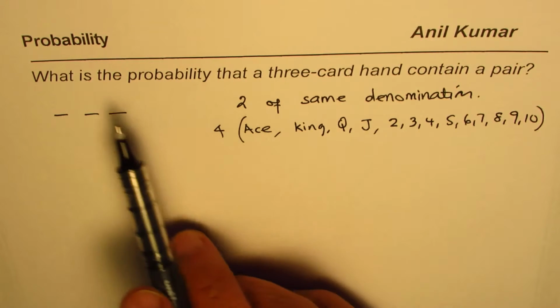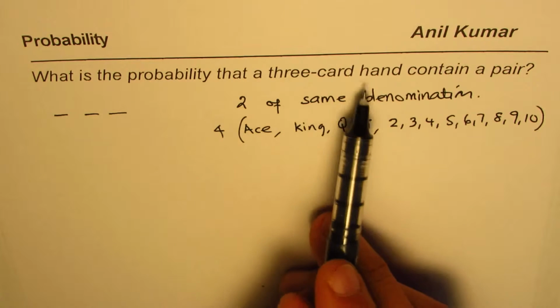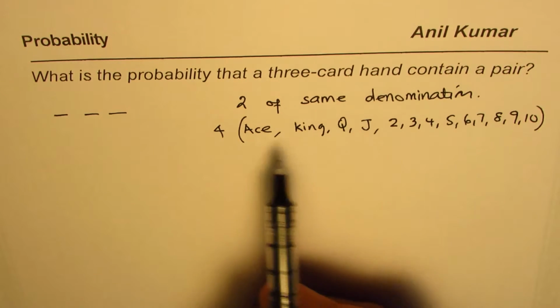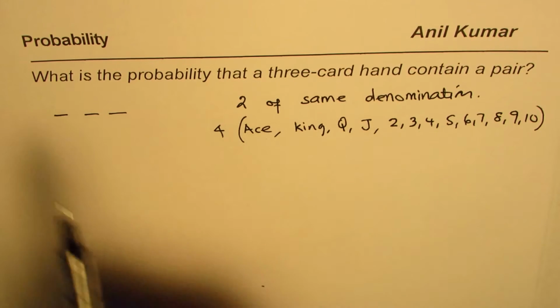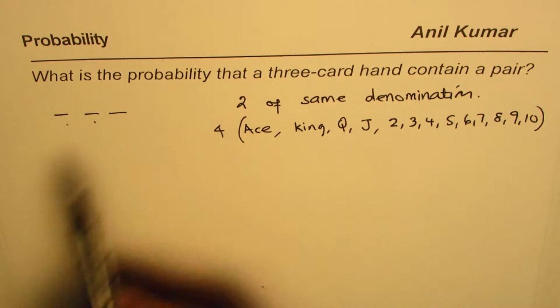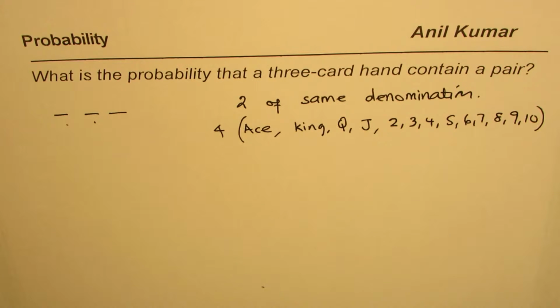Now the question is, what is the probability that a three-card hand contains a pair? That means two aces, two kings, two twos, two fives, something like this. So when we have two of same kind, the third one is of a different kind, right? That's important to consider. Okay, now let's see how to do it.